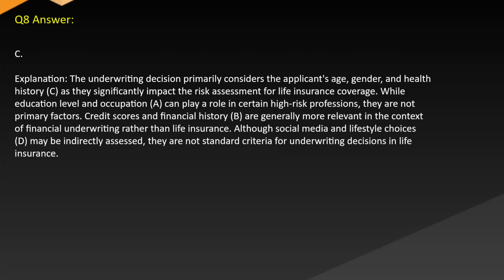Answer. C. Explanation. The underwriting decision primarily considers the applicant's age, gender, and health history, C, as they significantly impact the risk assessment for life insurance coverage. While education level and occupation can play a role in certain high-risk professions, they are not primary factors. Credit scores and financial history, B, are generally more relevant in the context of financial underwriting rather than life insurance. Although social media and lifestyle choices, D, may be indirectly assessed, they are not standard criteria for underwriting decisions in life insurance.